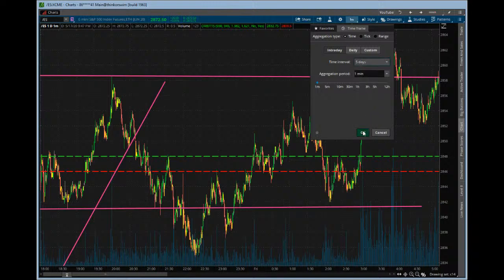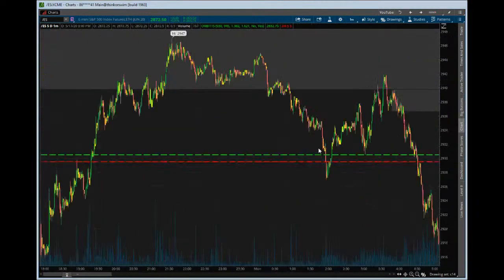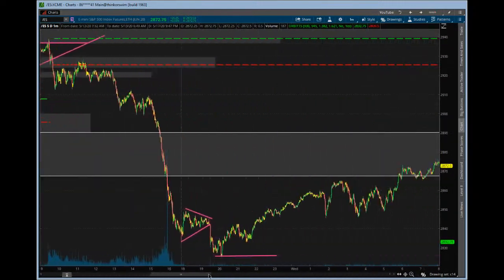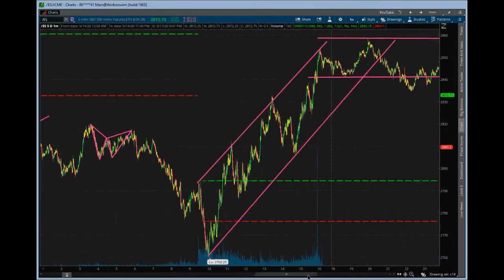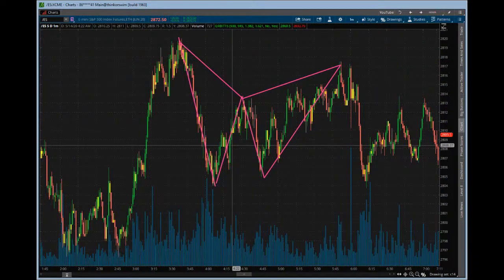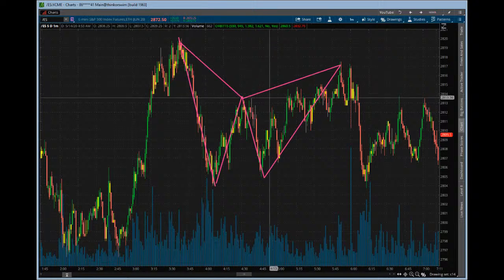Let me just go back. Let me just increase the size of the chart a little bit here. There's probably more of these, but let's zoom back here. I'm pretty sure I found one here. There, right here. Exact same moves. So right here. Okay, bearish Gartley pattern.